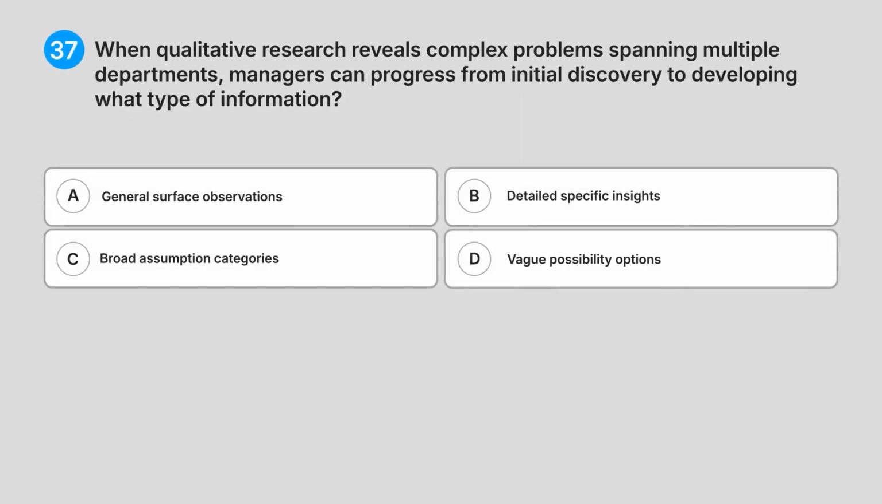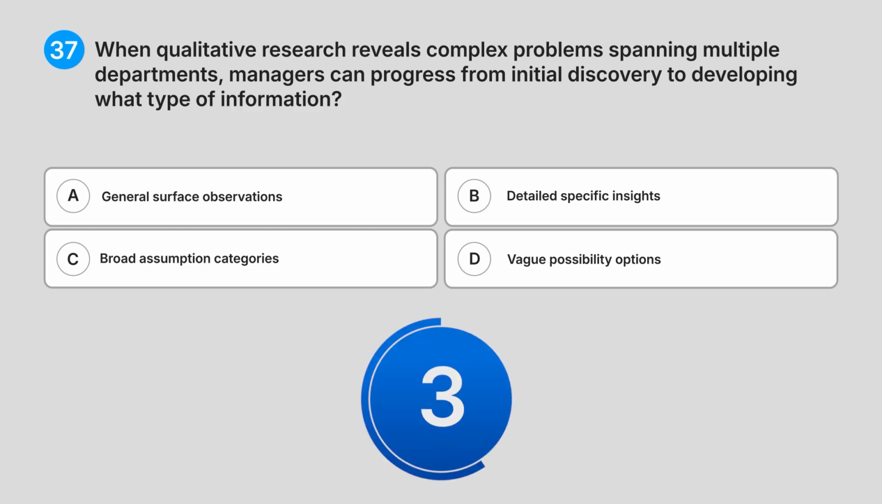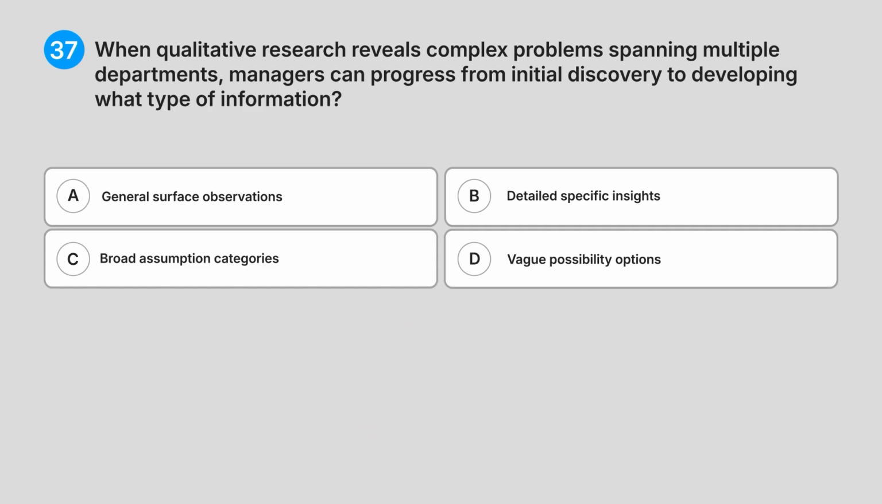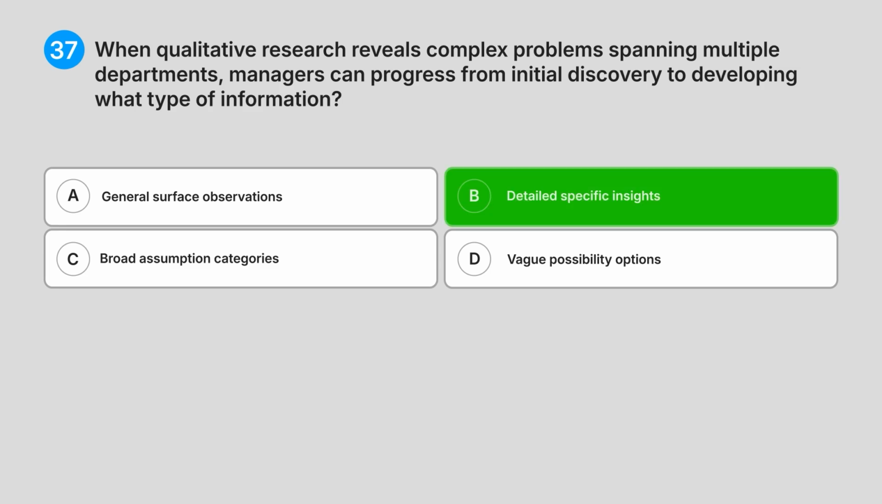37. When qualitative research reveals complex problems spanning multiple departments, managers can progress from initial discovery to developing what type of information? A. General surface observations. B. Detailed specific insights. C. Broad assumption categories. D. Vague possibility options. Can you guess the answer? Correct answer, B. Detailed specific insights.